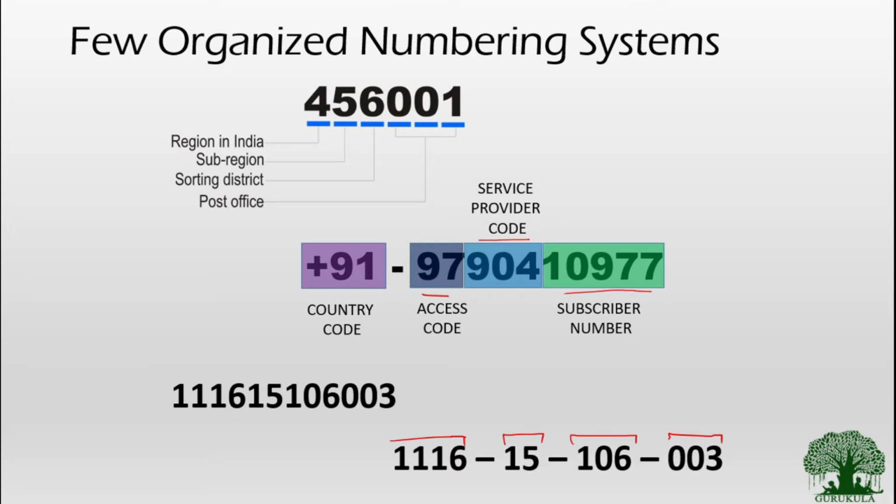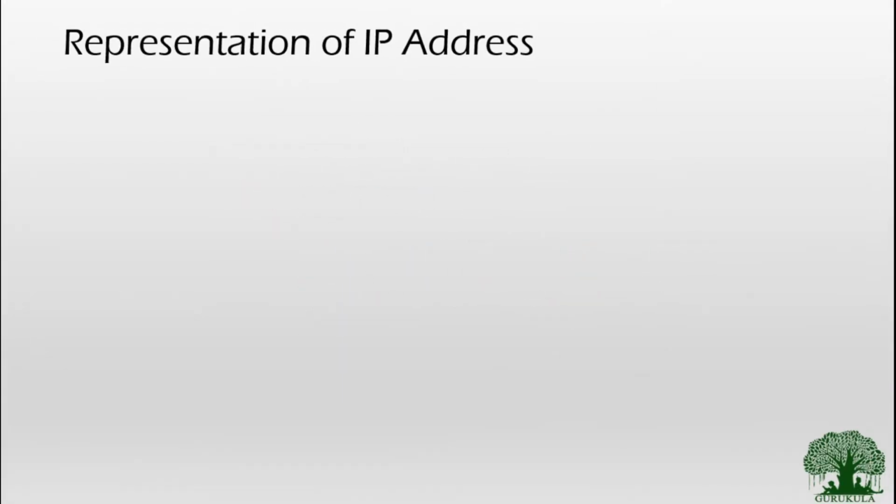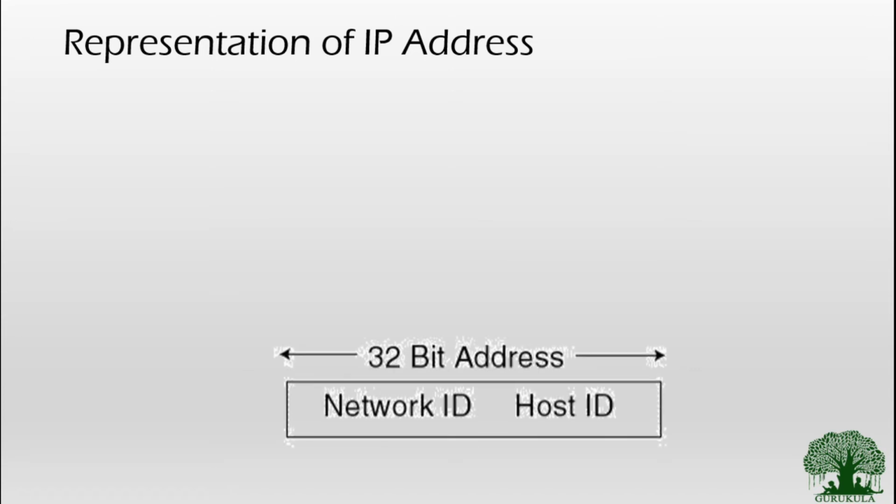So the same principle is applied for your IP addressing as well. We cannot simply put 32 bits of number in a randomized way. So the 32 bits of address are classified into two halves. A few bits will be representing the network ID, and a few bits will be representing the host ID. How many bits represent network ID and how many bits represent host ID, we will be discussing a little later.